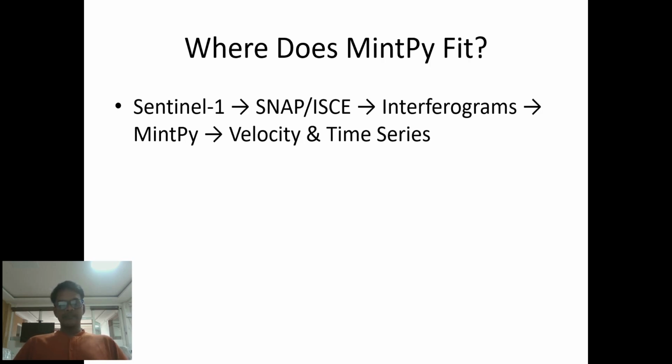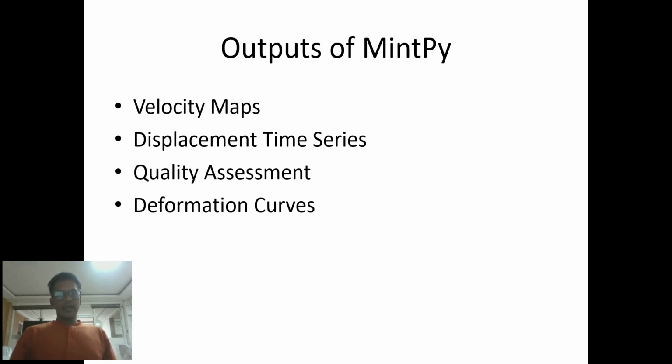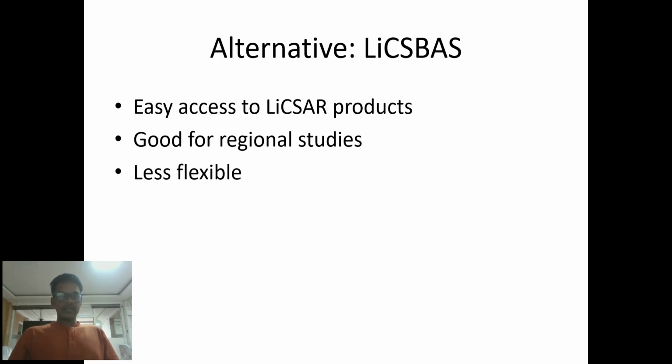So here you already know about Sentinel-1, and we are processing it in SNAP and getting the interferogram. But when you have a bulk number of data, you can go for Sentinel data with MintPy. So this is where the total processing goes. And like I explained, the outputs are velocity maps, displacement time series, quality assessment, and deformation curves.